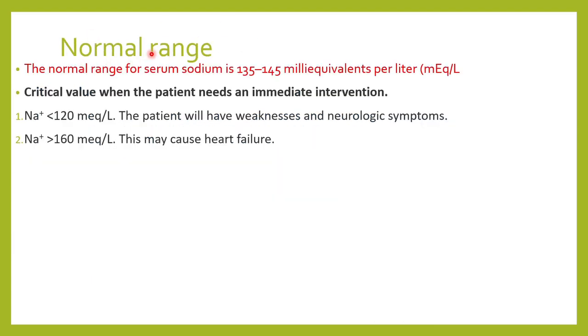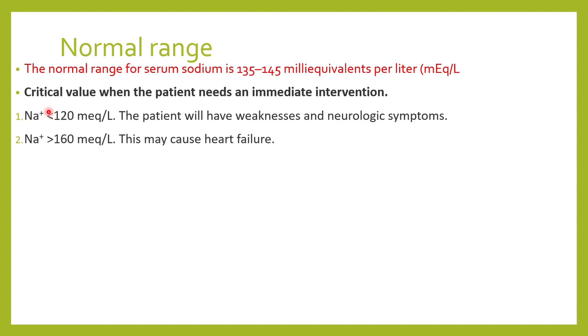Normal range of sodium is between 135 to 145 milliequivalents per liter. So this is the normal range. Suppose if the sodium level falls to less than 120 milliequivalent per liter, that is hyponatremia, severe form of hyponatremia, that is a critical stage. So this is the critical value. If the sodium level falls to less than 120 milliequivalents per liter, you are supposed to inform the clinician. So that is a critical level.